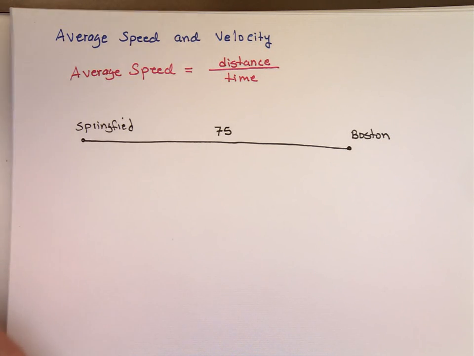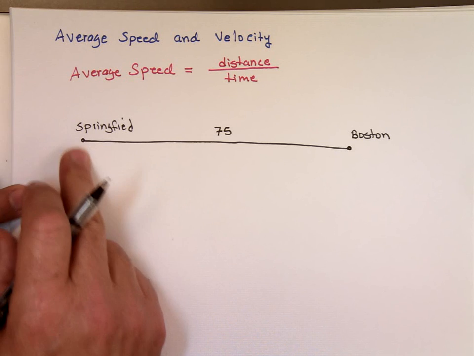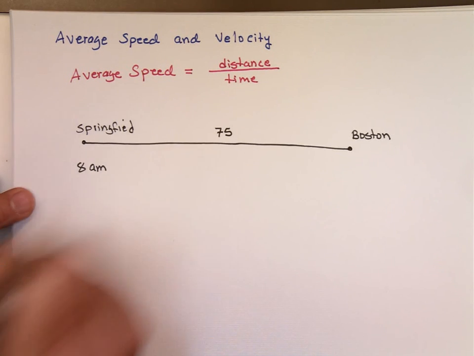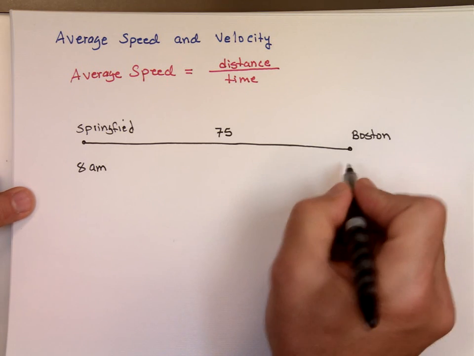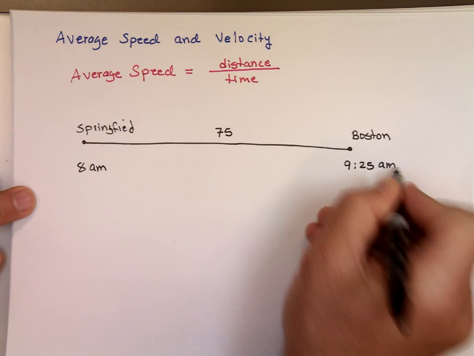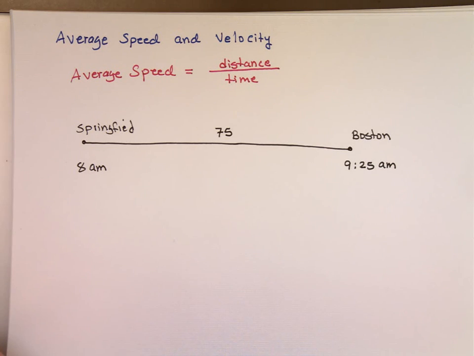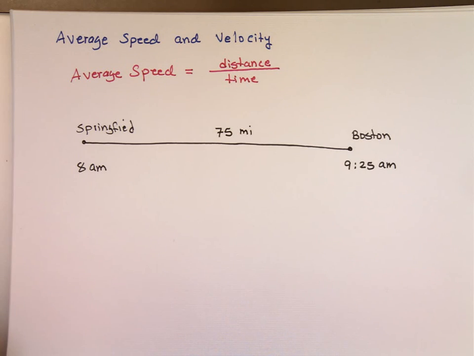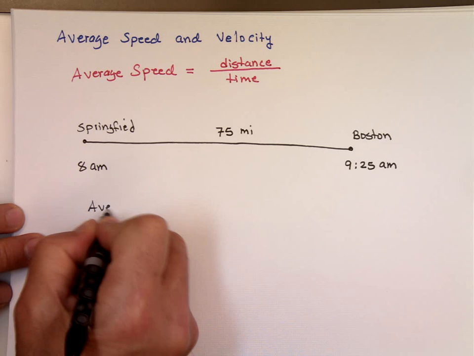The traffic depends where. In some spots the traffic was flying, we're going 85 miles an hour. When you get close to Boston this morning, you'll be going about 15 miles per hour. But when you left Springfield, let's say it was 8 a.m., and when you get to Boston, it was 9:25 a.m. What is your average speed in miles per hour?